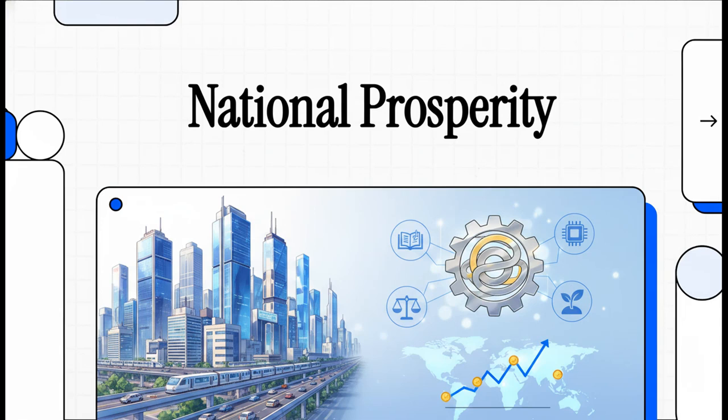Have you ever just looked at a map of the world and wondered why? Why do some nations have these massive pools of incredible wealth, gleaming infrastructure, and just towering skylines, while others, sometimes literally right next door, are trapped in these endless cycles of crippling poverty and instability?